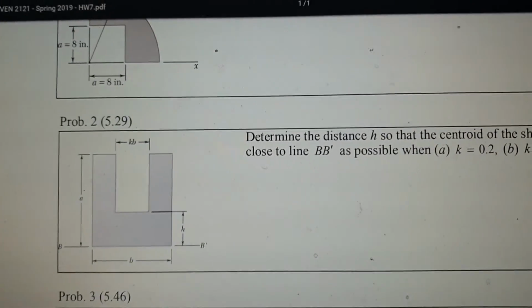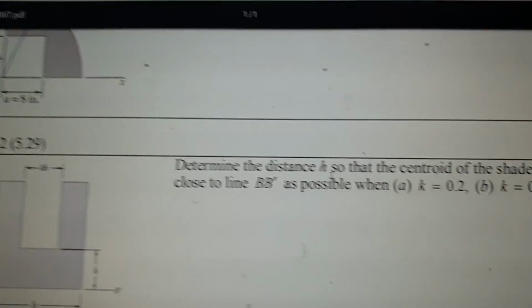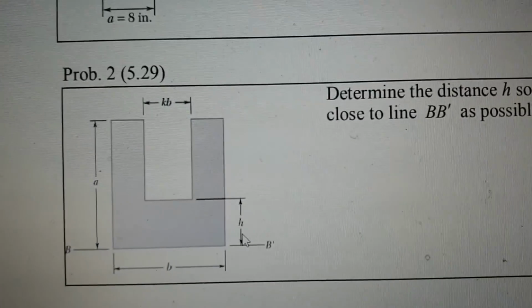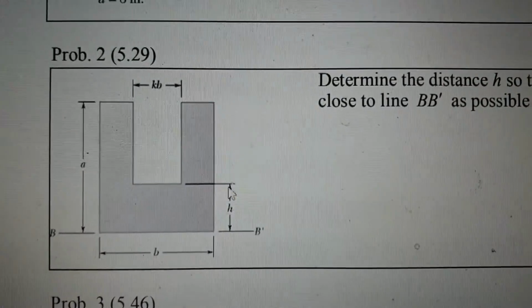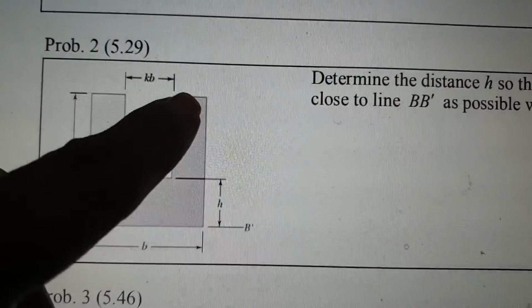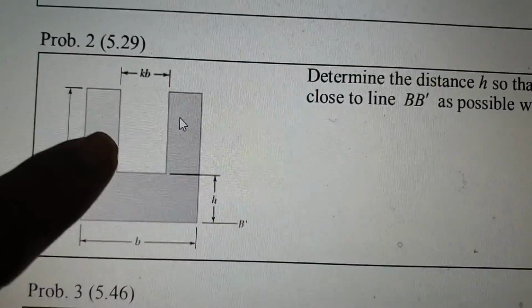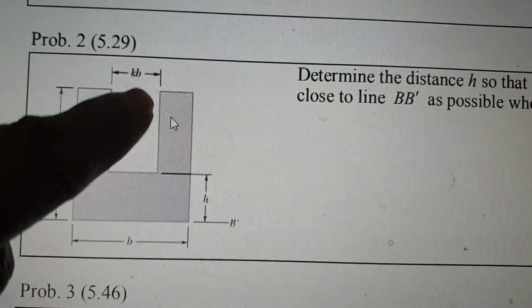Let's look at this question. Determine the distance h. Look at this h. It's here, this h. And this shape that looked like a U. Look at this. This is solid. And that's an open space.